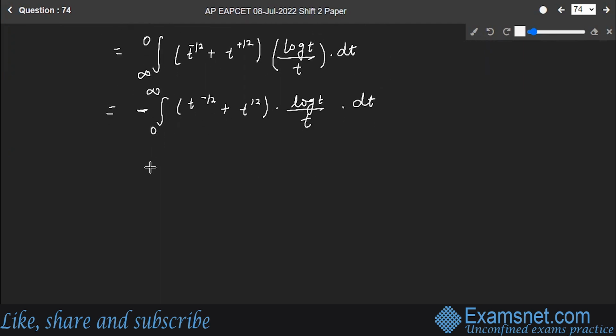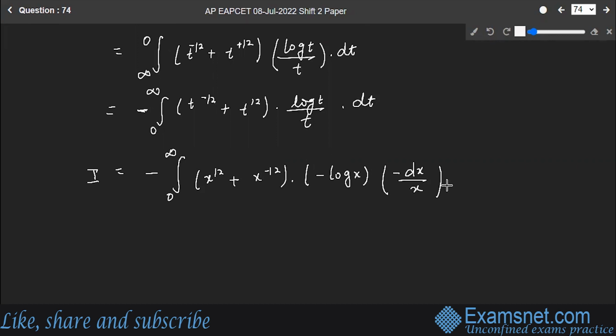You know, t raised to the power minus 12, this is equal to the integral from 0 to infinity. This whole thing was equal to I. t raised to the power minus 12 is given by x raised to the power 12, and t raised to the power 12 by x raised to the power minus 12, and log t is equal to minus log x, and dt upon t is equal to minus dx upon x. So the integral from 0 to infinity of x raised to the power 12 plus x raised to the power minus 12, log x upon x into dx. Hope this is clear till here.